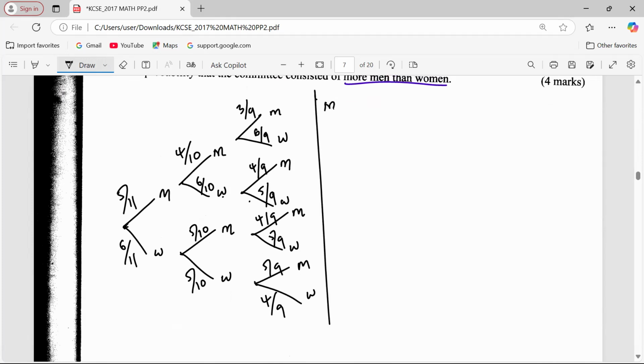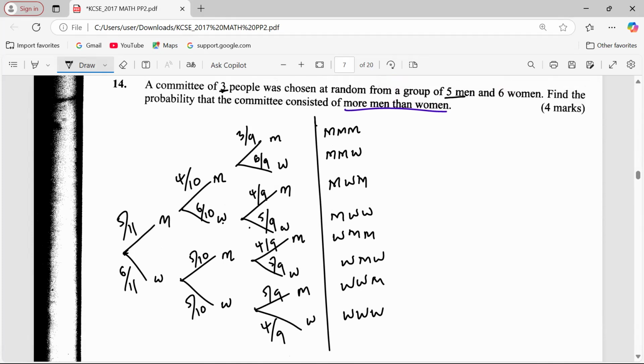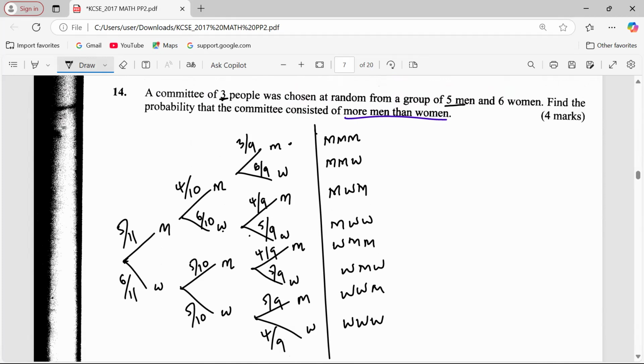So we have the probabilities well listed at the end of the branches, and we can outline them now. Man, man, man, then man, man, woman, then man, woman, man, then man, woman, woman, then now woman, man, man, woman, man, woman, woman, woman, man, and finally woman, woman, woman. So these are the probabilities. I'm following the branches up to those points.